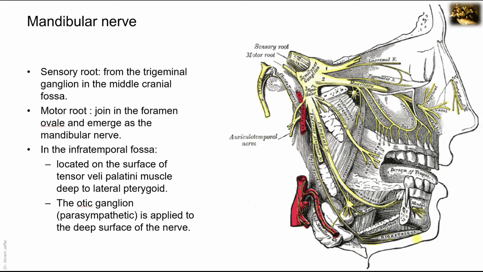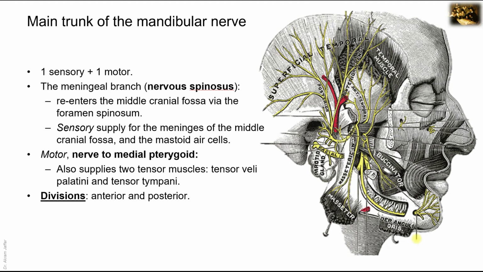There is a ganglion called the otic ganglion, one of the four parasympathetic ganglia in the head. The otic ganglion is applied to the deep surface of the nerve. I cannot show it to you in this diagram, but I will show it to you in another diagram, the otic ganglion.